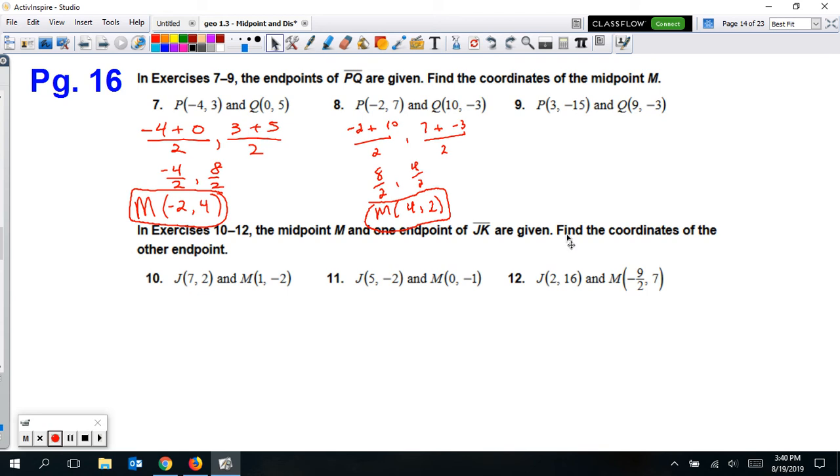Alright, so hopefully you got a coordinate for the midpoint. Let's just check to see if you got that right. So you start with the x's, 3 plus 9 divided by 2, and then the y's will be negative 15 plus a negative 3 divided by 2.